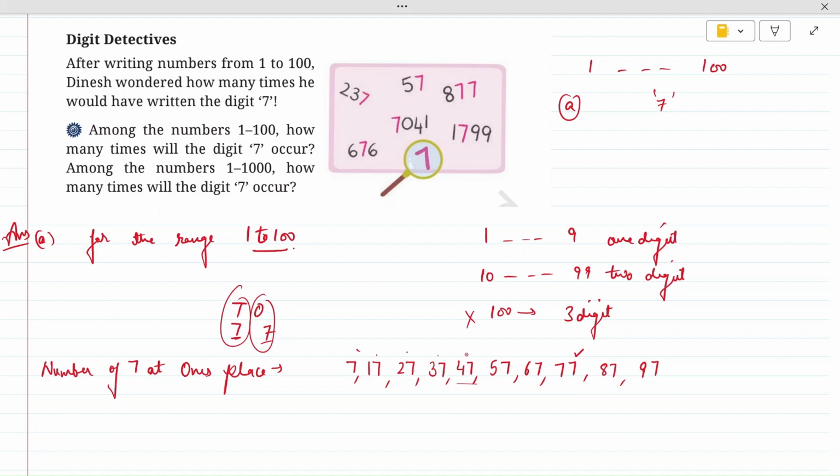1, 2, 3, 4, 5, 6, 7, 8, 9, 10. I'm only counting this one because we are talking about ones place. So we have 10 sevens at ones place.